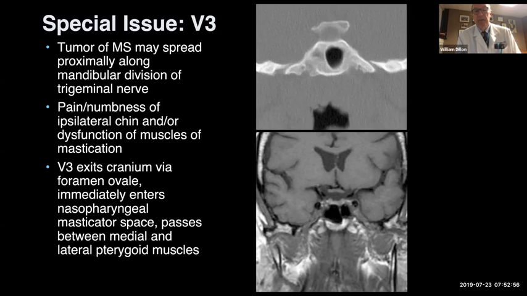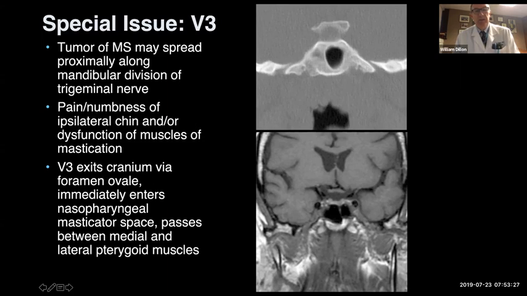And these patients usually have pain or numbness of the ipsilateral chin or dysfunction of the muscles of mastication, because this portion of the nerve supplies the inferior alveolar nerve, which will, in addition to innervating the teeth, innervate the chin. So the numb chin syndrome should be an alert that you may be dealing with tumors along the trigeminal nerve.